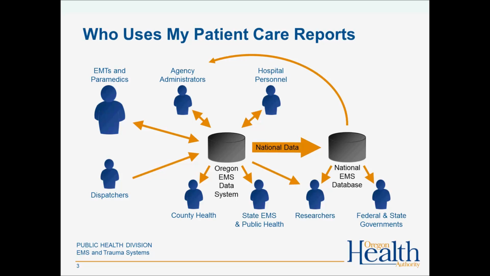Agency administrators within your agency use the information from your reports for agency operations such as billing, and also to understand how to improve the operations within the agency, to identify training needs, to identify staffing and equipment needs, etc. Hospital personnel have access to your patient care reports so that they can provide good care to the patient when you transfer the patient to their hospital.